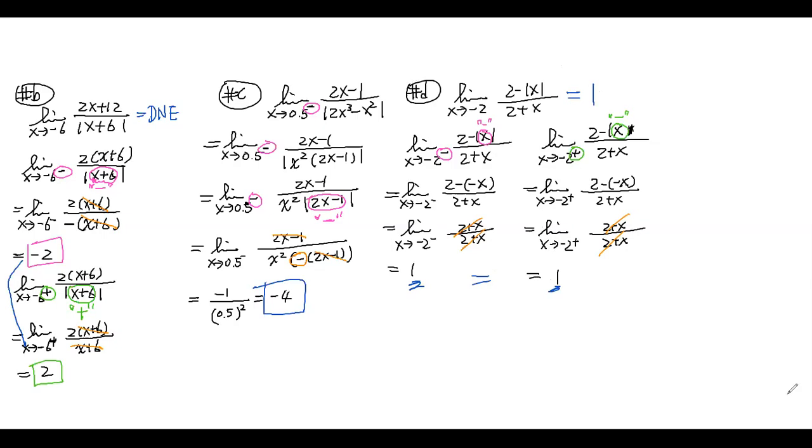Okay, so now let's do the next one. Let's take a look at the problem here. This one is the limit as x approaches 0 from the left-hand side of 1 over x minus 1 over the absolute value of x. Now I'm approaching 0 from the left-hand side. What does that mean? That means x is always negative, right? From the left-hand side.